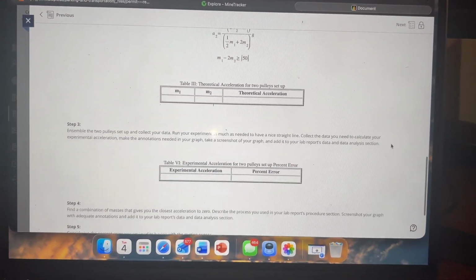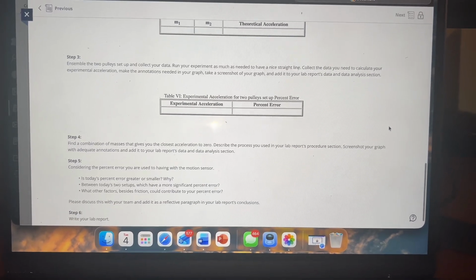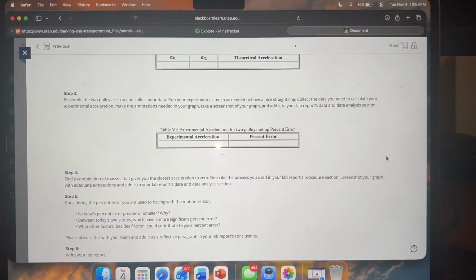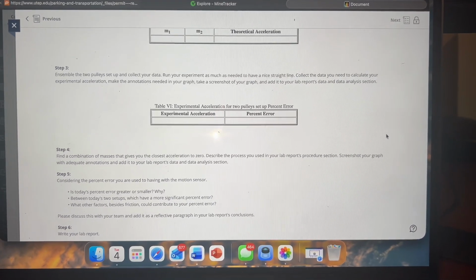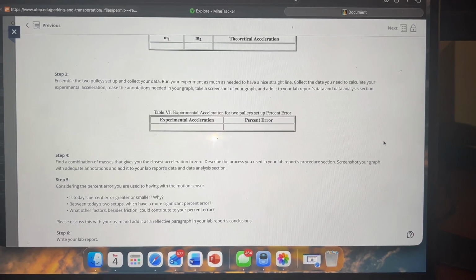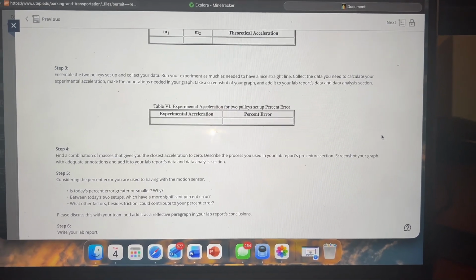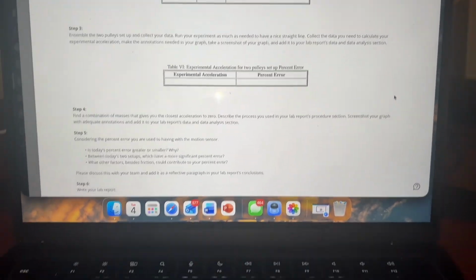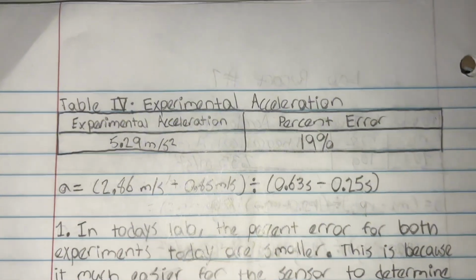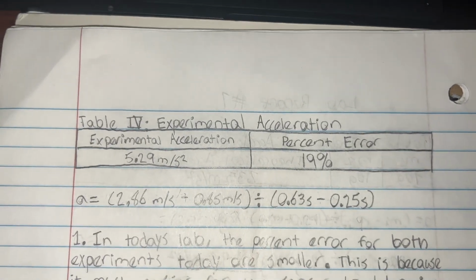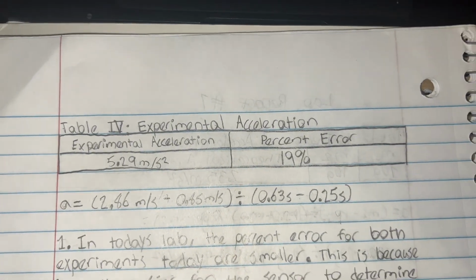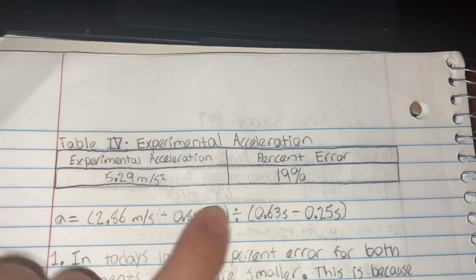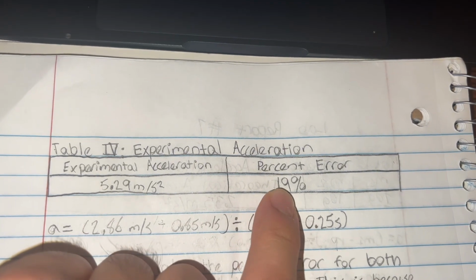So after we do our theoretical, then we obviously assemble the system, and yeah, so then we chose the exact same masses that we chose in our theoretical, and we put them together, we got the values that we did from the graph I just showed you right now, and we input them into the acceleration, like the delta V over delta T, and it gave us a value of 5.29 meters per second squared, which also gave us a percent error of 19%.